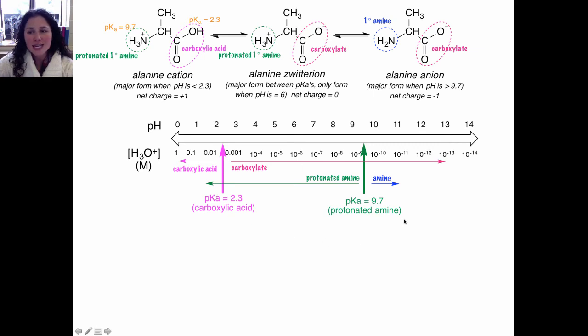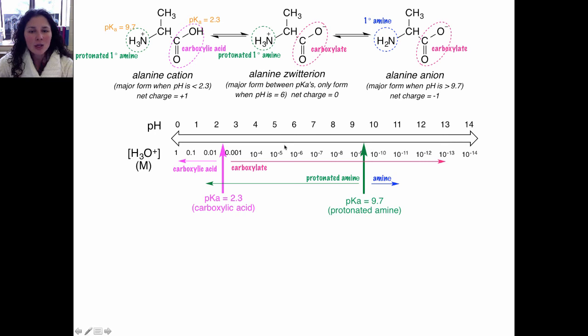On the other hand, if I'm at a pH that's above both of the pKa's, I will have both of the functional groups in their conjugate base form. So if I was at pH 12, I would have the carboxylate functional group and I would have the regular unprotonated amine. I would see the alanine anion predominating in solution because this is the version of this molecule that has both of the base forms of the conjugate acid-base pairs.